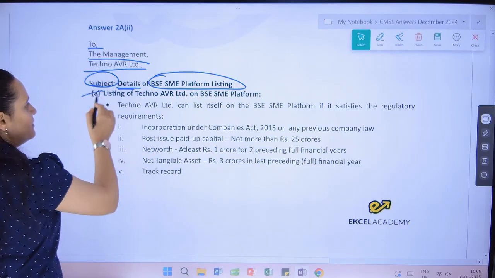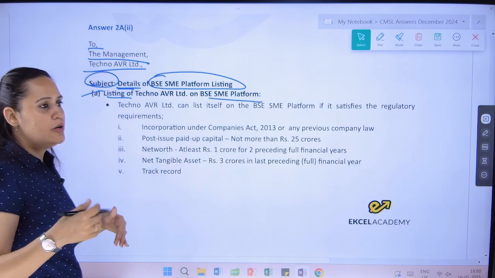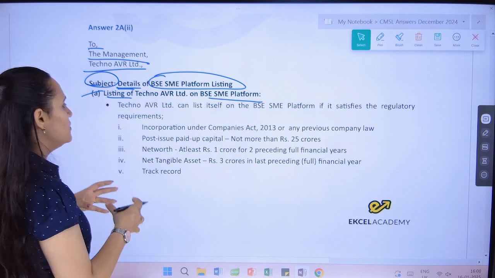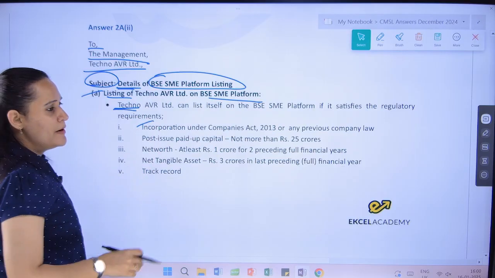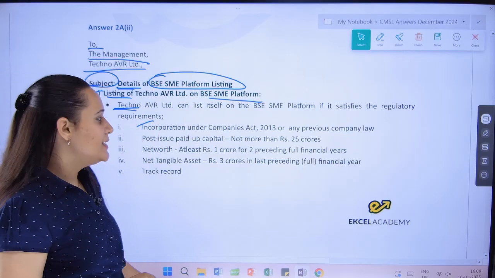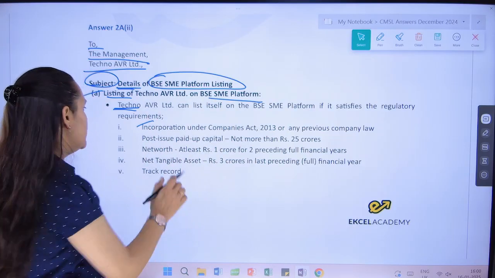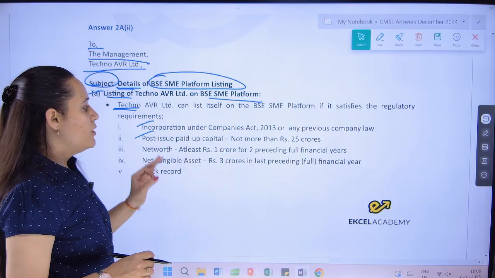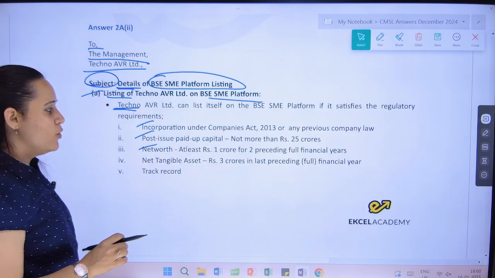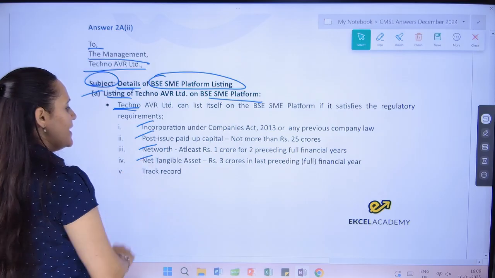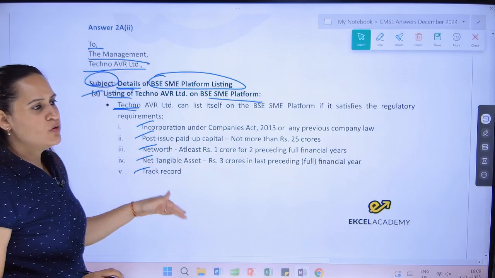So the first concept they asked you was listing of the company on the platform, whether it is possible or not based on the information, based on the requirements. The first requirement is that it should be incorporated as a company under the provisions of the Companies Act. Whether that has been done or not, they said that it is registered under the Companies Act 1956. Post-issue capital should not be more than 25 crores. Net worth should be at least 1 crore for the 2 preceding years. Net tangible assets should be 3 crores in the previous financial year, and there should be a good track record.